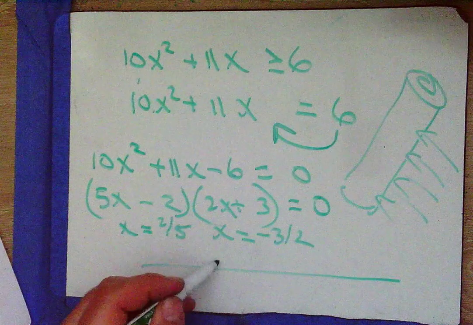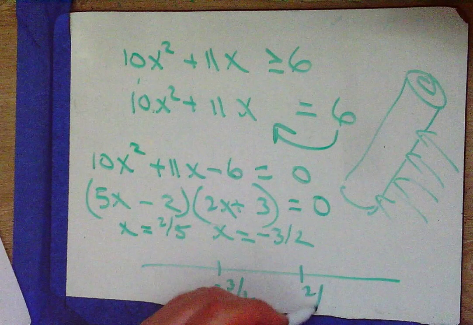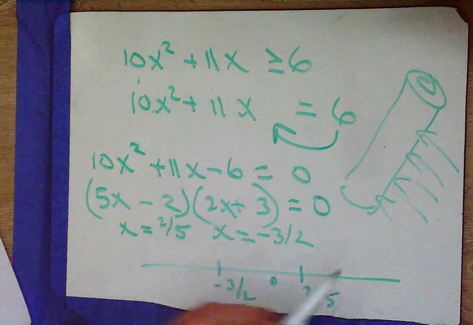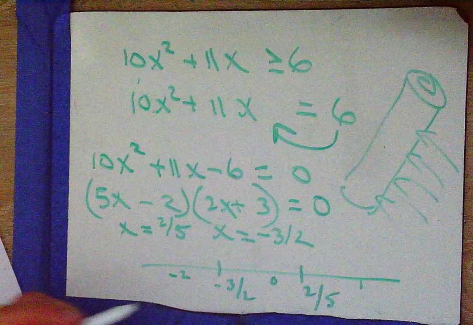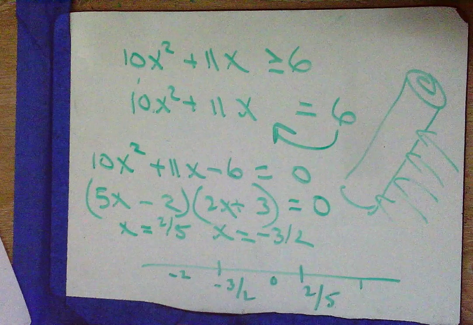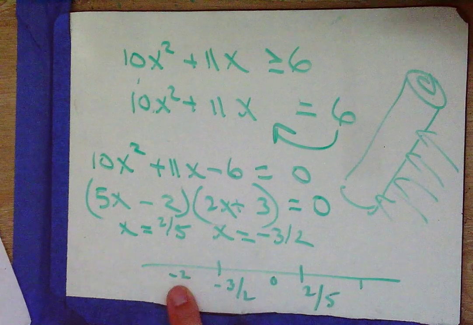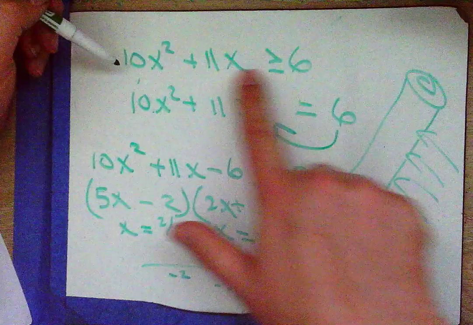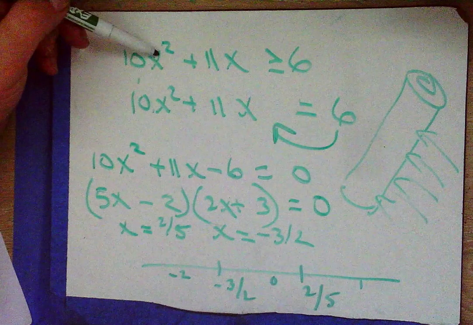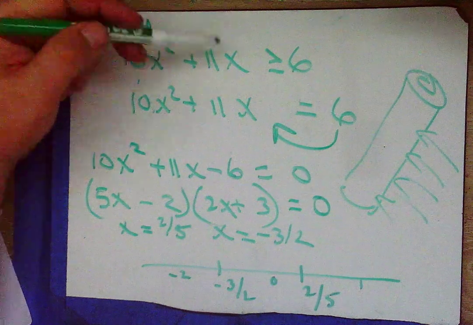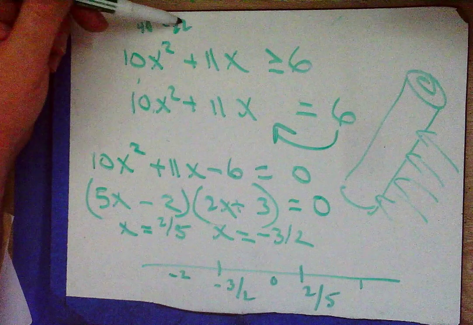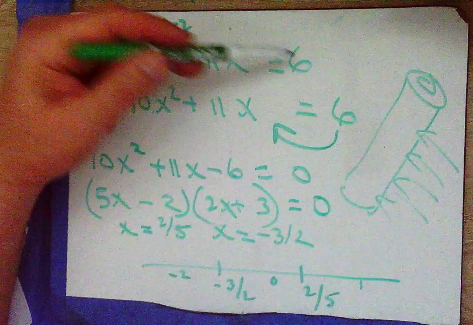I put those on my number line, negative 3/2, 2/5. And remember, I'm not going to be worried about these fractions because I can test whole numbers. I just have to make sure my integers are actually in the intervals. Okay, if I plug in a -2, remember we go back to the original inequality. -2 times -2 is +4. 4 times 10 is 40. -2 times 11 is -22. And that's going to be 18. Is 18 greater than or equal to 6?